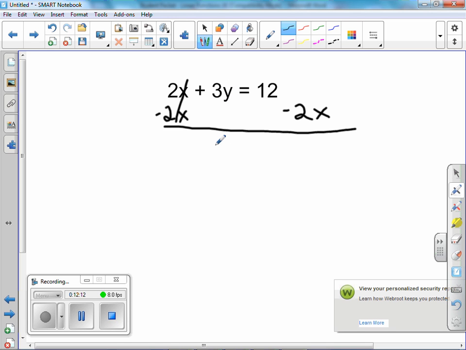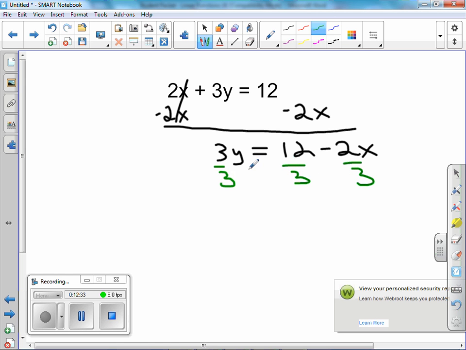Y-intercept or slope-intercept form. So we bring down 3y equals 12 minus 2x. Now what do we need to do? We must get the y by itself, so each thing needs to be divided by 3. So this eliminated the 3 over 3. So y equals 4 minus 2/3 x. So is that slope-intercept form?